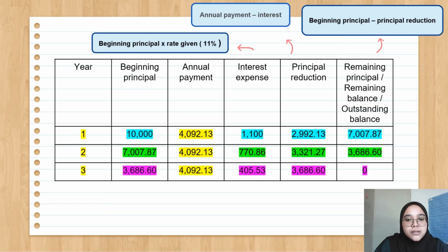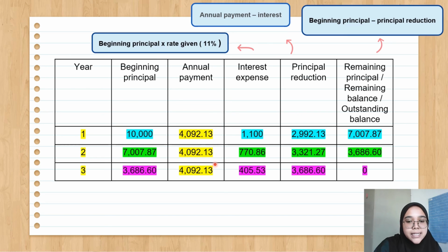Next, we find the remaining principal for the first year. Remaining principal is the beginning principal for the first year, $10,000, minus principal reduction for the first year, $2,992.13, and we get remaining principal for the first year of $7,007.87. Okay, next we move to the second year. Beginning principal for the second year is $7,007.87. We just take the remaining principal from the first year and put it in as beginning principal for the second year.